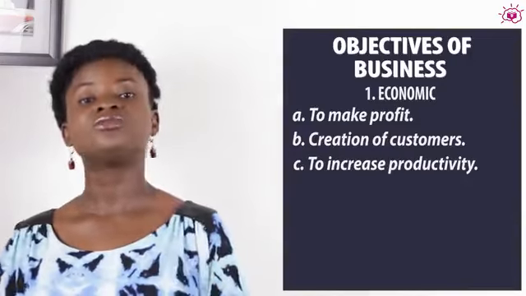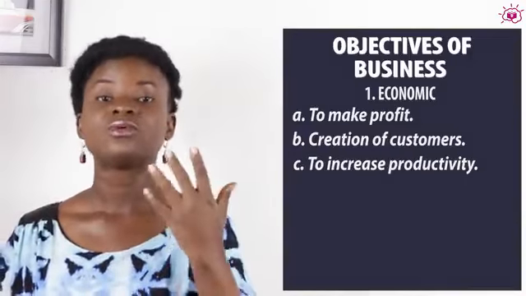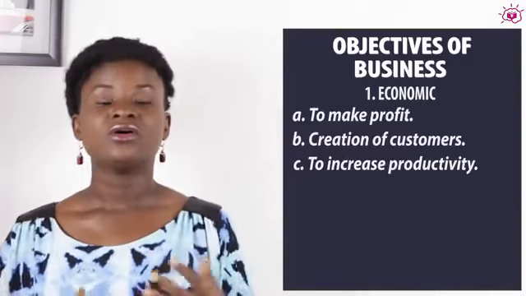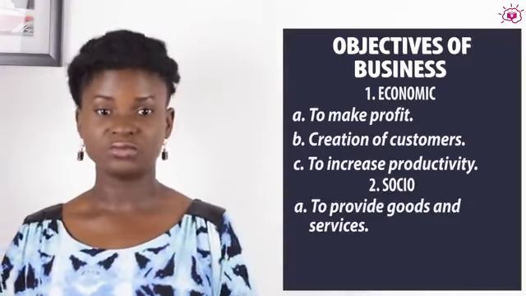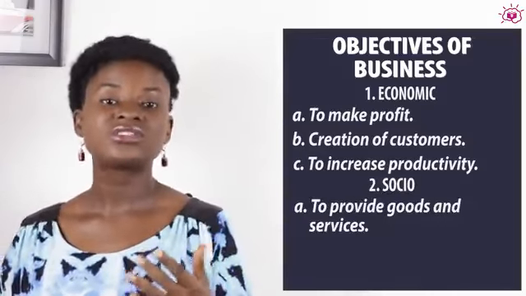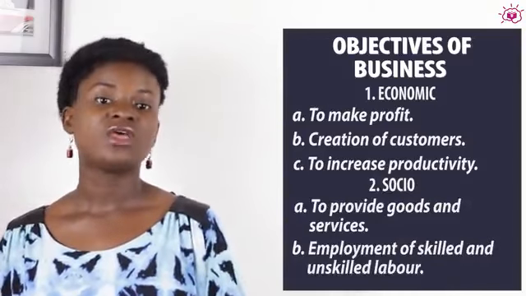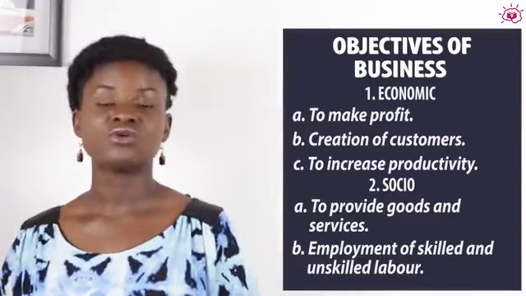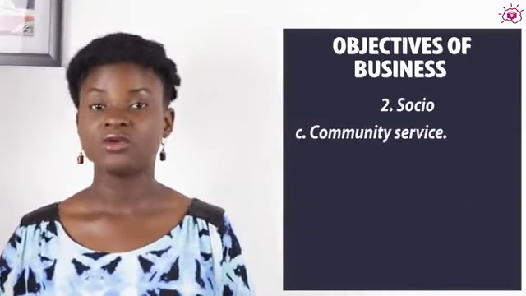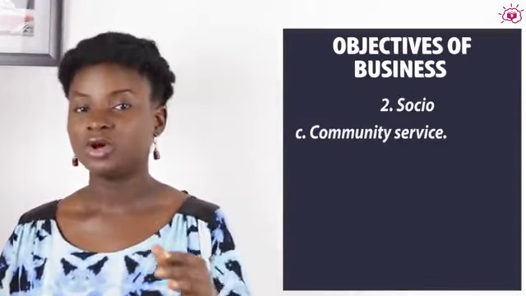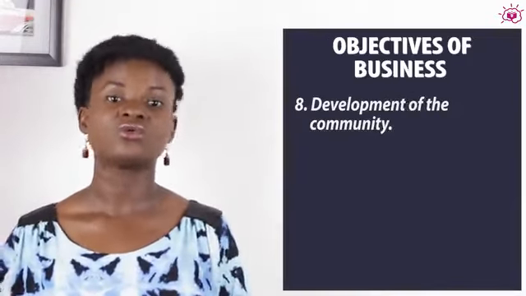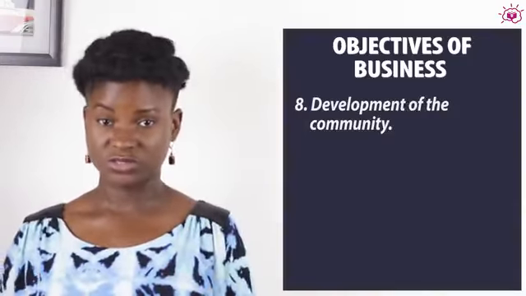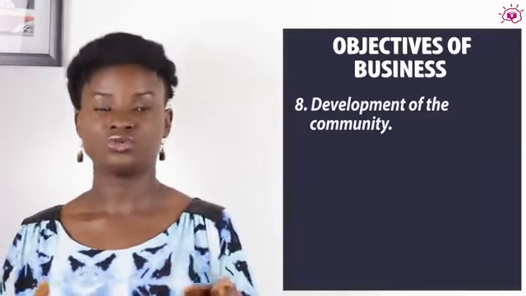We also have the second reason why people set up businesses. The second reason is for social objective. When we say social objective, we're referring to the aim of providing goods and services, also the aim of employing skilled and unskilled labor, and also for community service, to satisfy the community and to also develop the community in which we find ourselves. So under this heading, we have two objectives of businesses. Why people set up business: that's the economic objective and the social objective.